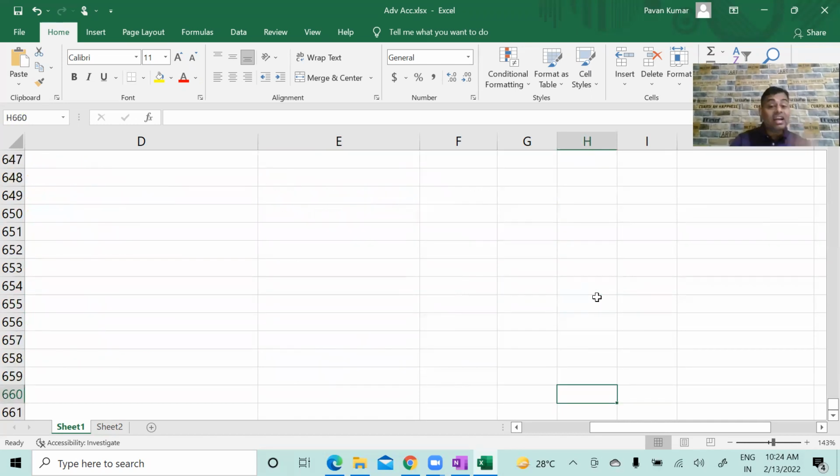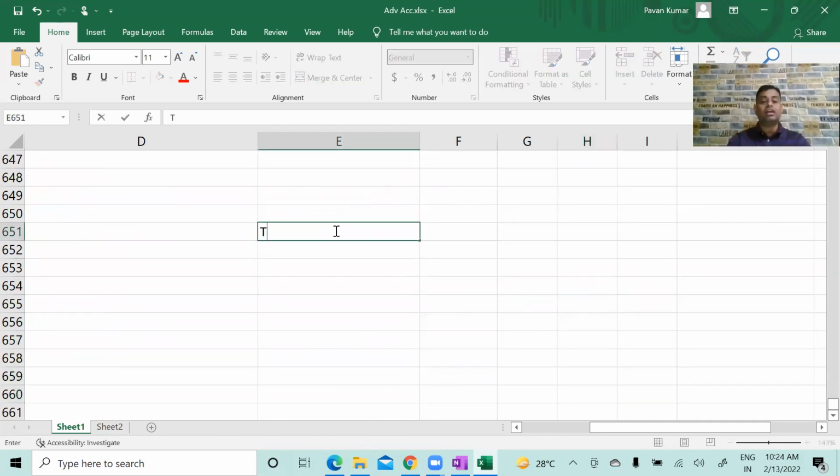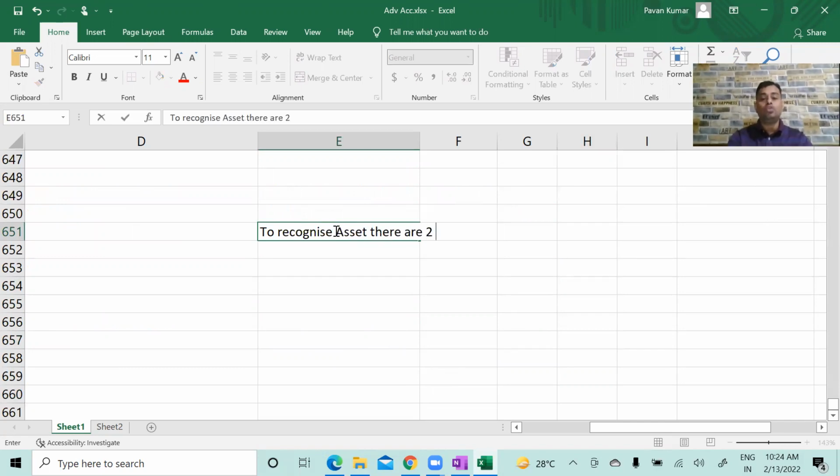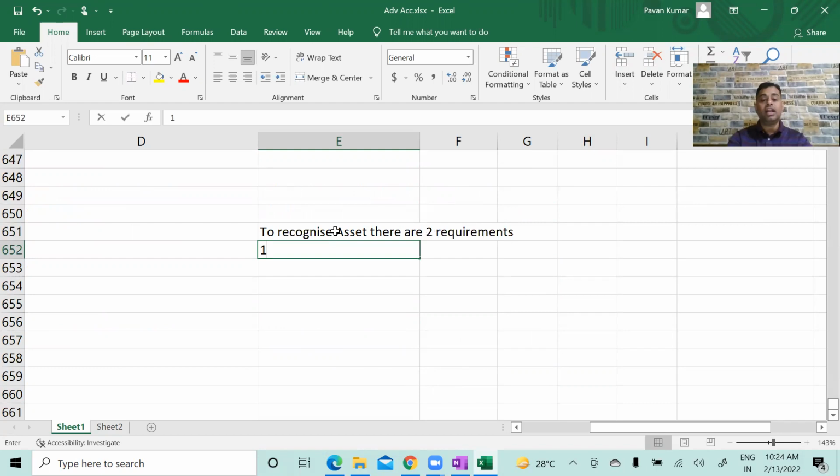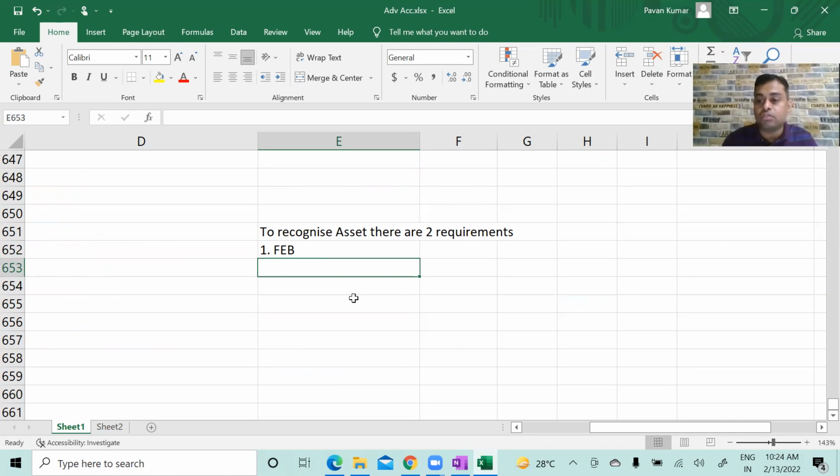Because to recognize an asset, there are 2 requirements. Requirement 1, that the resource should give future economic benefits to you. What is future? Hello. Future economic benefits. Yes. Future. Oh my God, madam. What is today's date, madam? 13th February. Oh, tomorrow is Valentine's Day.